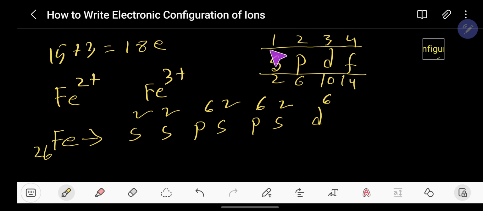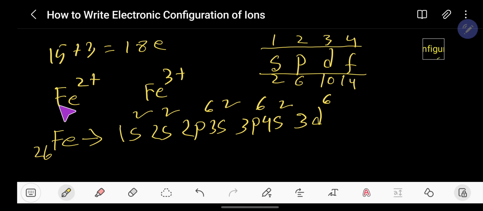S starts with 1s, then 2s, 3s, 4s, right? 4s, yeah. 4s. And P starts from 2p, 3p. Then D starts from 3d. So this is the electron configuration of neutral iron.